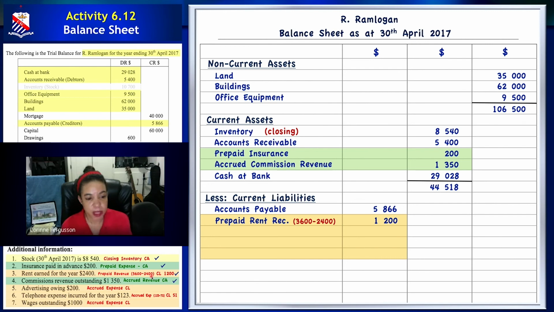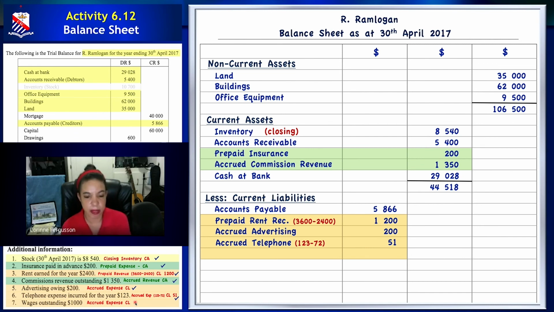So the next one would be number 5, advertising owing, and that is accrued advertising, and they gave us the amount, which is 200. So you move to the next one, which is number 6. We have an accrued telephone expense, and once again they had given us the incurred, so we have to do working there, and the accrued amount is the 123 minus the 72, and that gives you 51. So that is the amount still owing.